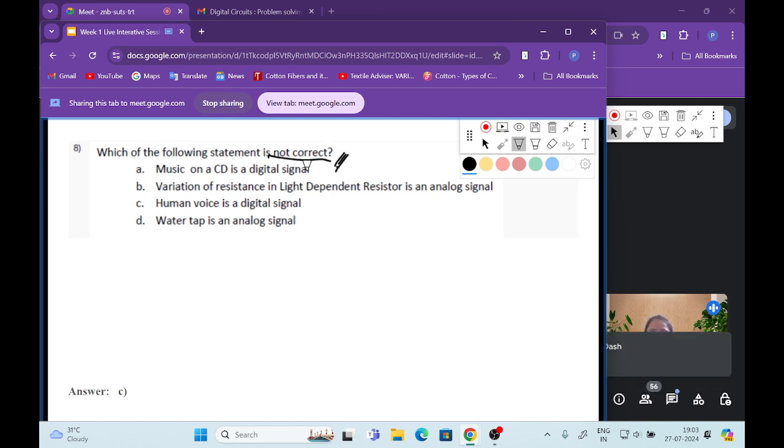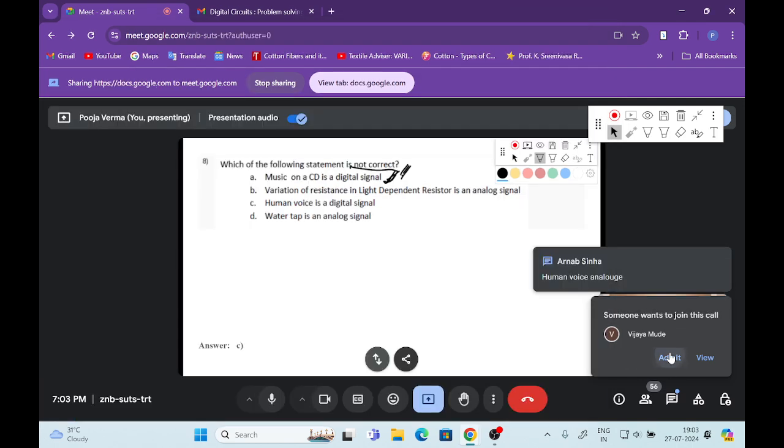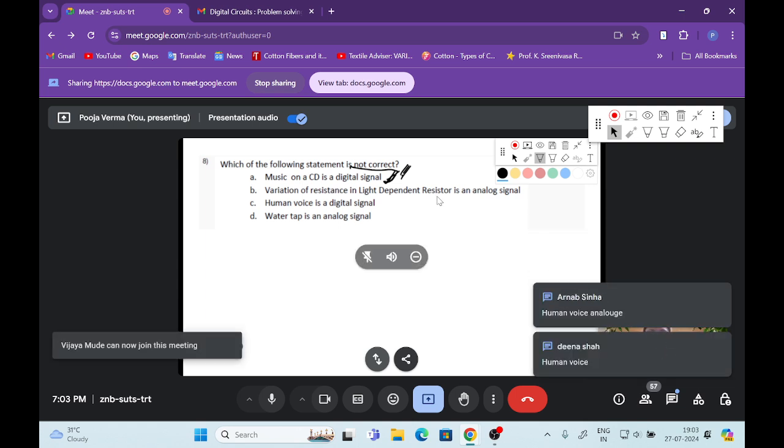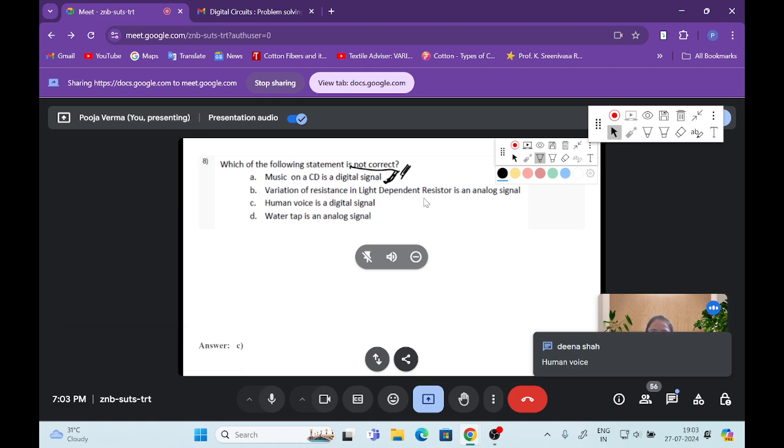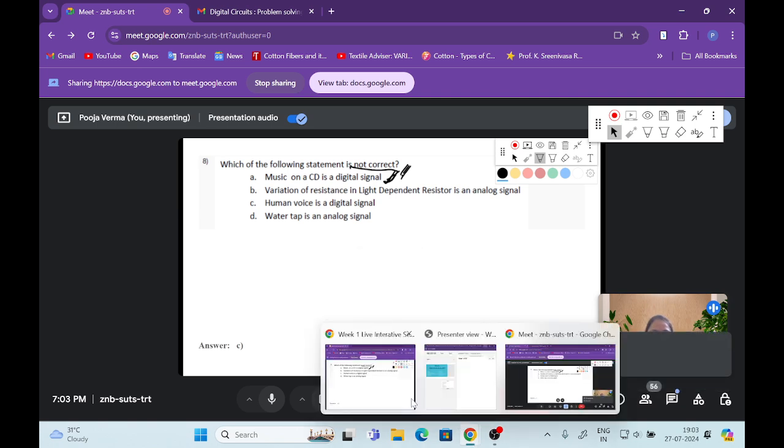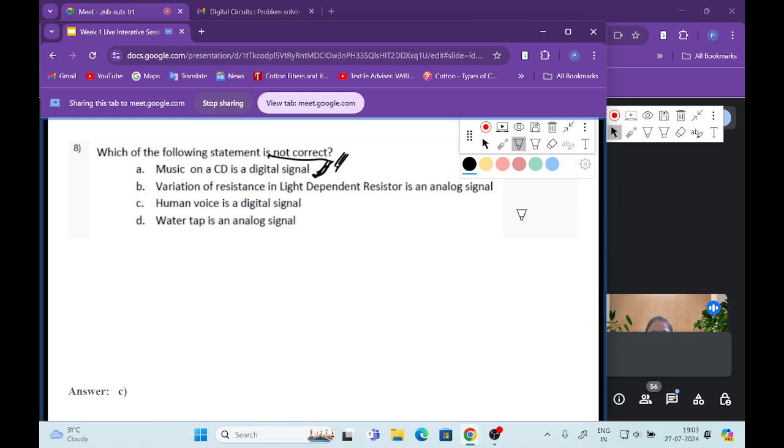Music on a CD is a digital signal. It is correct. Whatever signal is stored in a CD is in digital form. And variation in an LDR is also an analog signal. Human voice is an analog signal. Whatever is in nature is mostly analog, so human voice is an analog signal. It is not a digital signal. Water tap is an analog signal. It is correct. The correct option is C. Human voice is not a digital signal. Okay.